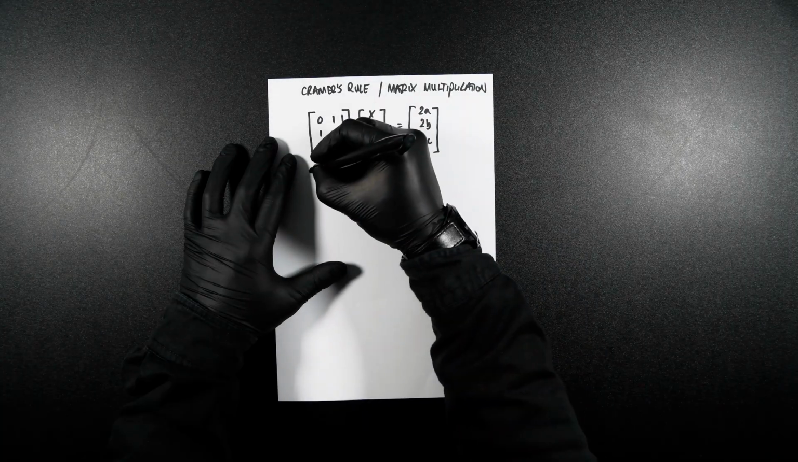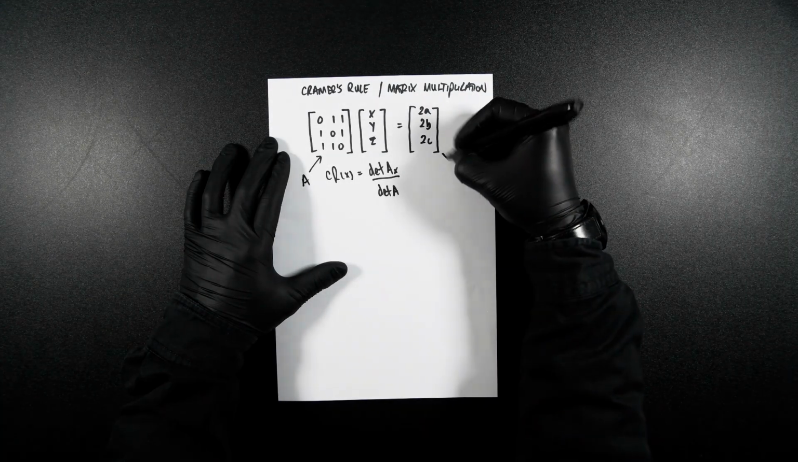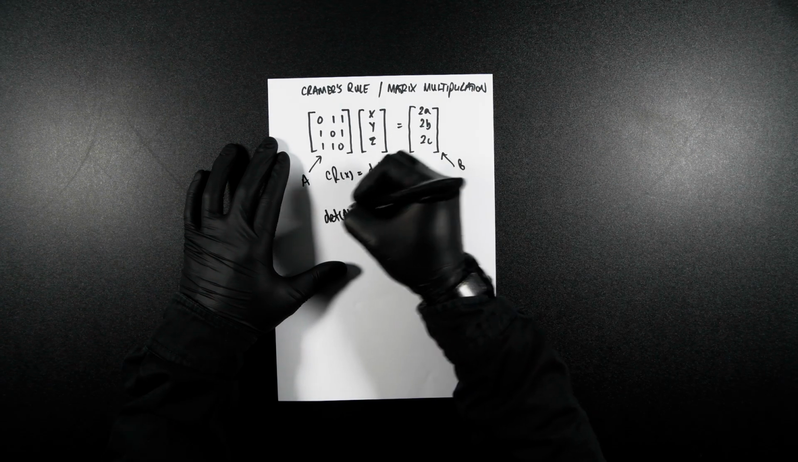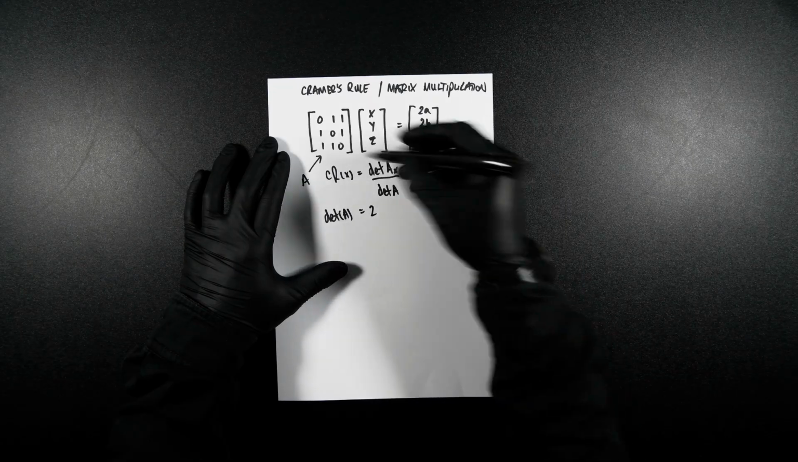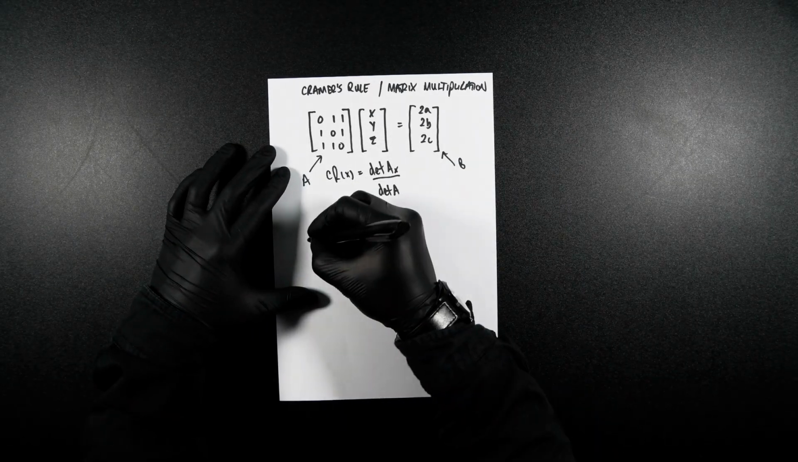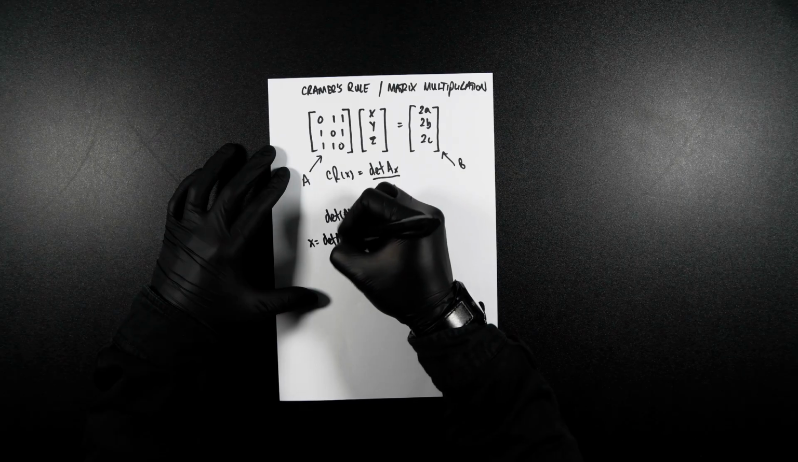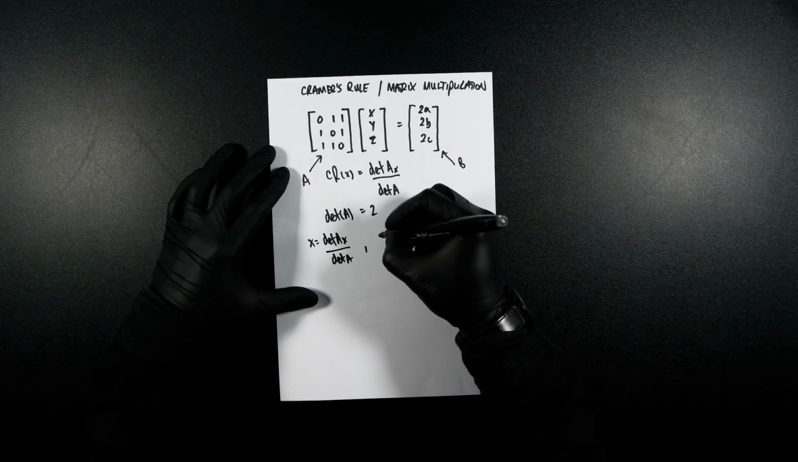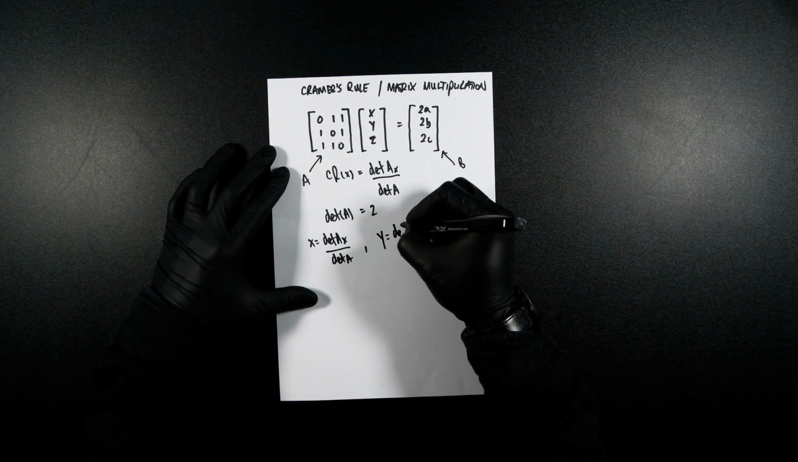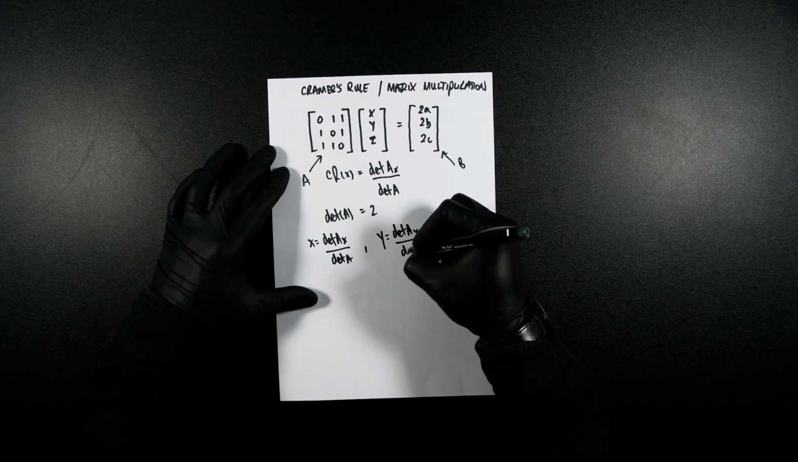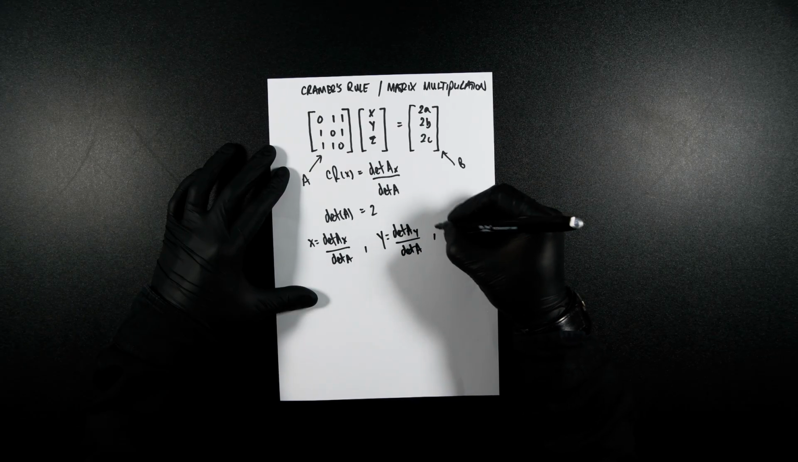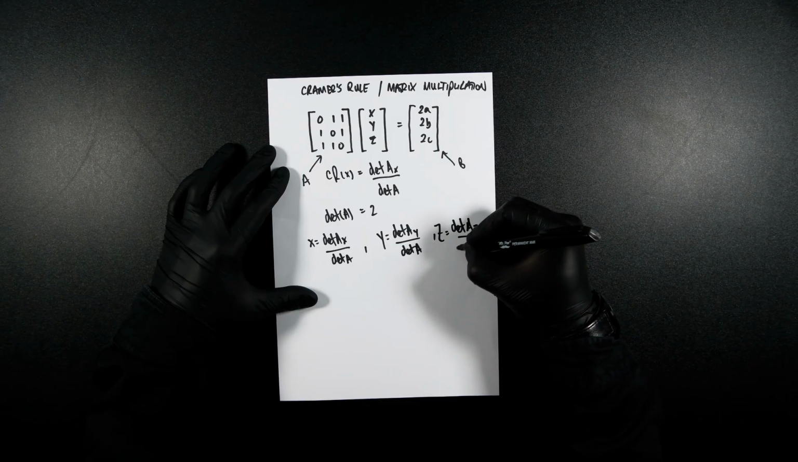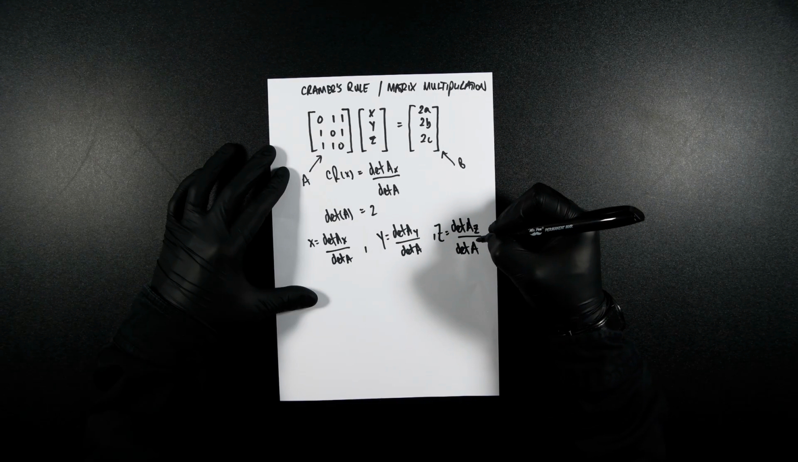I'm not going to work out the entire determinant for a 3 by 3 matrix. I've got an entire video on that. But if this is A and this is B, that means the determinant of A is 2. So that whole determinant is 2. So x would be the determinant of Ax over the determinant of A. Y would be the determinant of Ay over the determinant of A. And z would be the determinant of Az over the determinant of A.